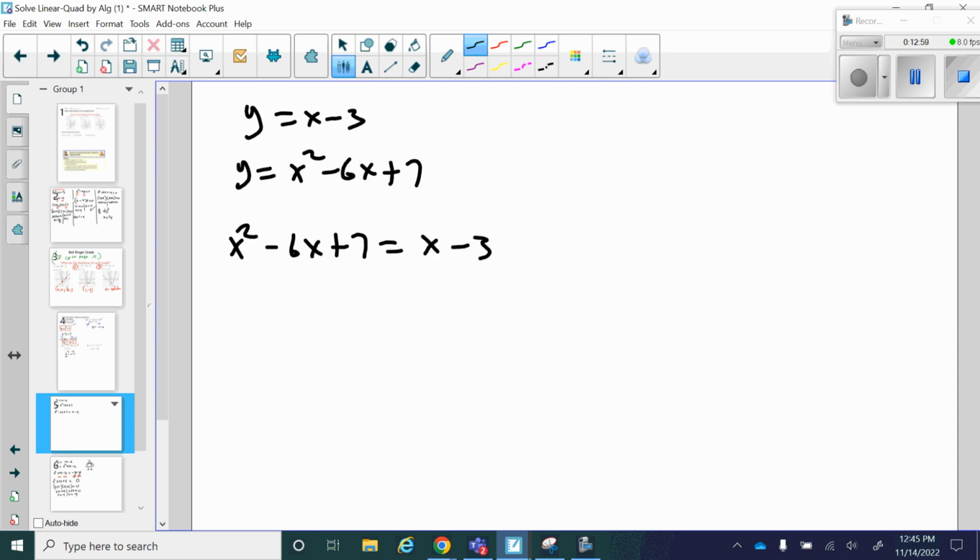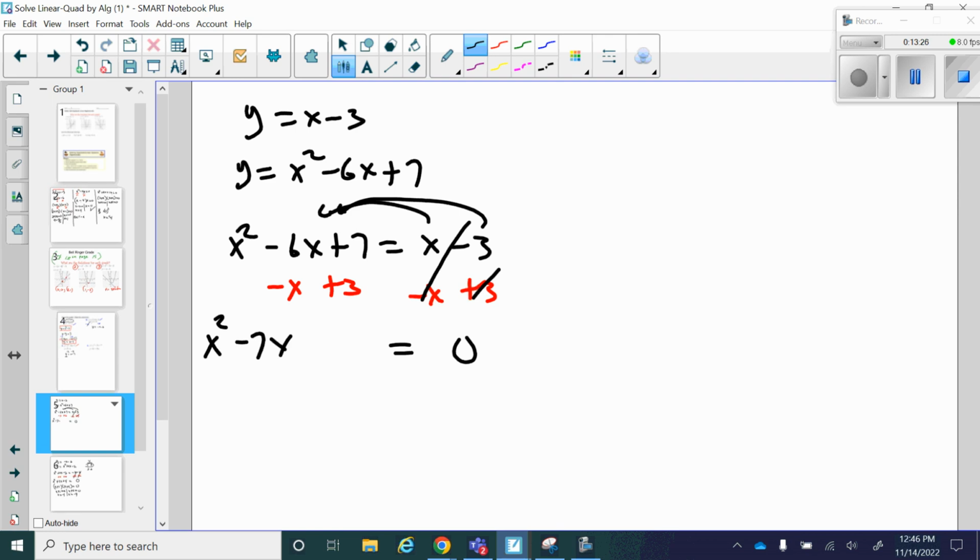All right, so I'm going to move everything from the right side to the left side. I'm going to cancel. So therefore, I'm going to have a minus x and a plus 3 on the left side. That becomes 0 on the right side. On the left side now, I'm going to have an x squared. I have a negative 6x and a negative x, which gives me a negative 7x, and then plus 10.